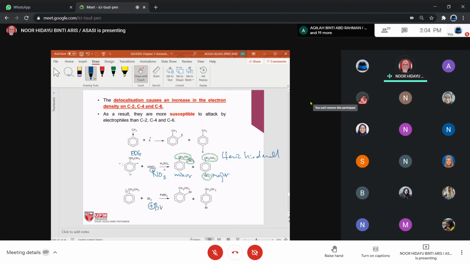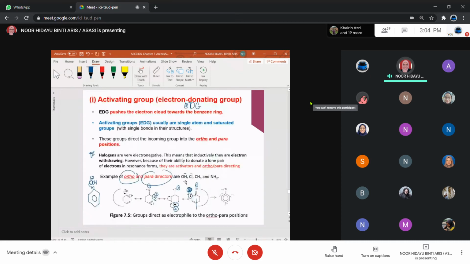Okay, so you see, since we already have a substituent attached to this benzene, this Br+ cannot substitute at any carbon it likes. So it will depend on the substituent here. You need to identify whether the substituent here is EDG or EWG. How do you know? You can look here. It's already listed. One of the examples: we have aniline, alkyl group, Cl negative and OH negative.